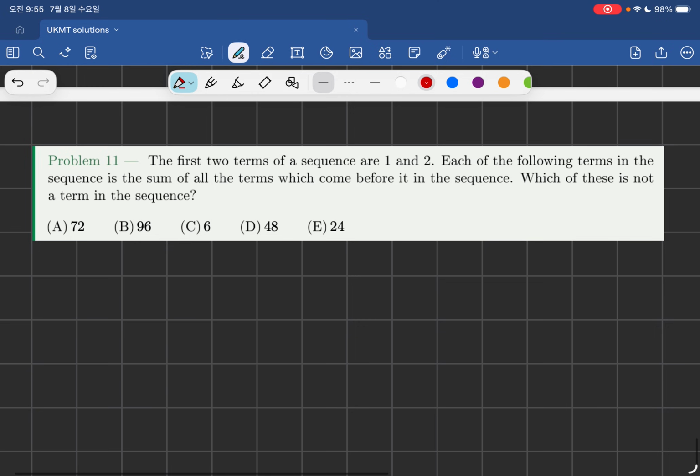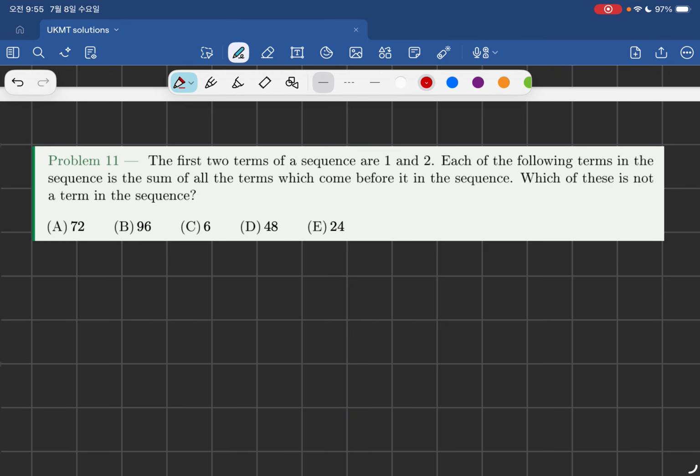Problem 11. The first two terms of a sequence are 1 and 2. Each of the following terms in the sequence is the sum of all the terms which come before it in the sequence. Which of these is not a term in the sequence? Now, I'm going to show you the values in the sequence.